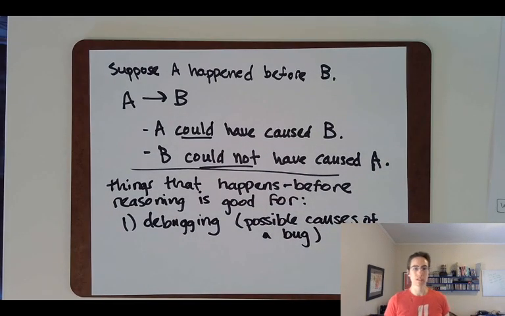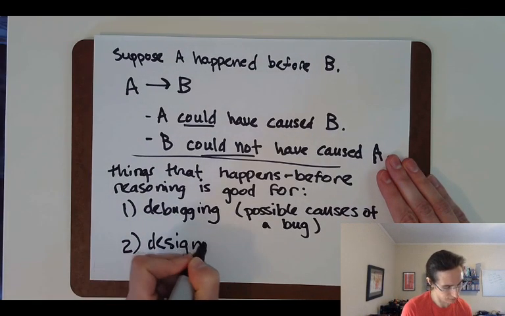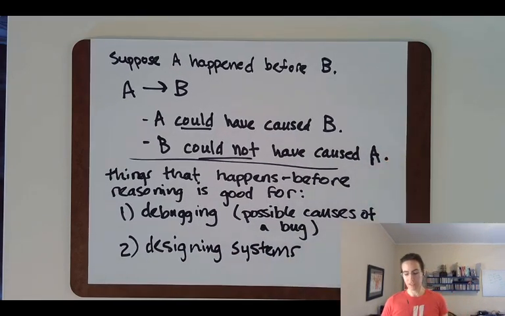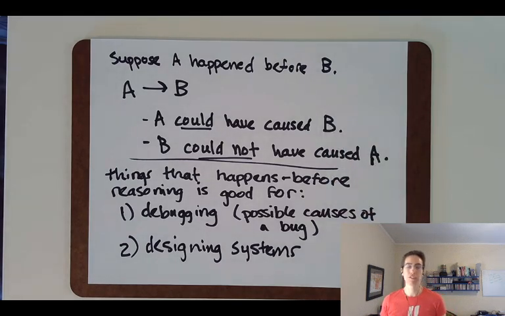What else is it good for? I would say that it's useful in designing systems in the first place. If you can design a system such that, if you know that event A happened before B, then your system will never allow users to observe event B before event A. It's possible to design a system that way, and we'll talk a lot more about this soon.